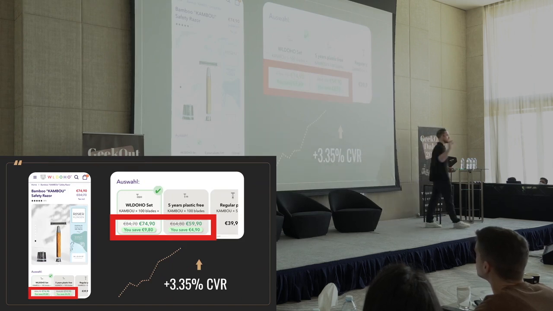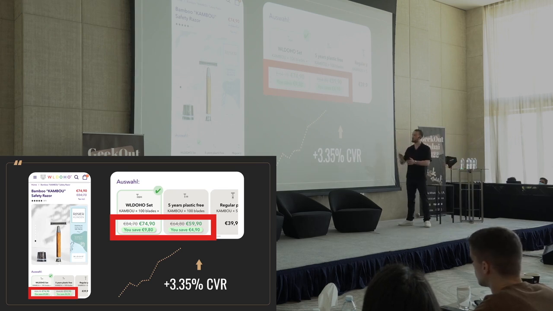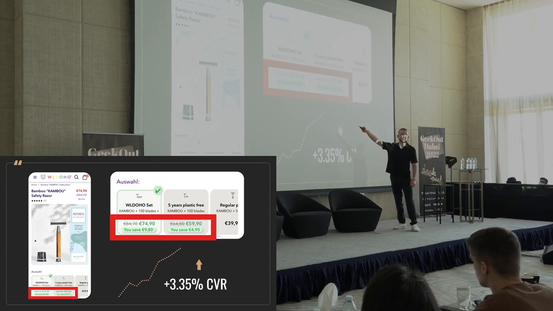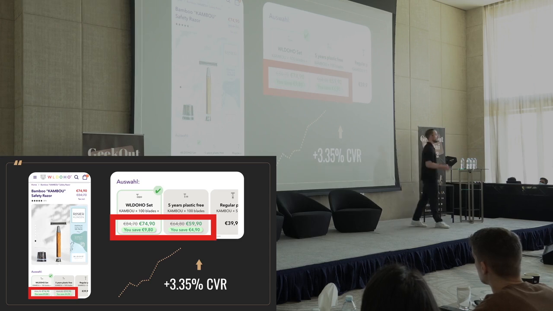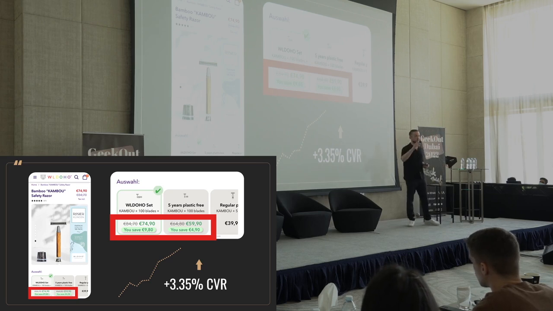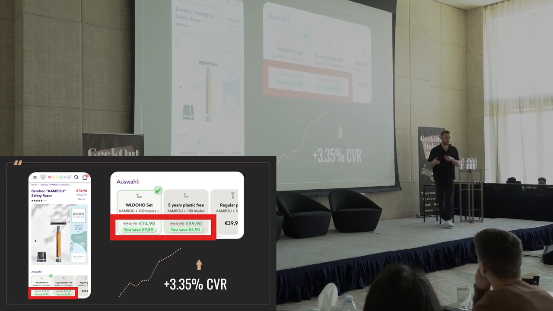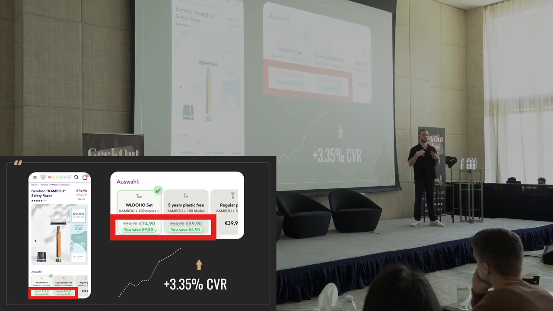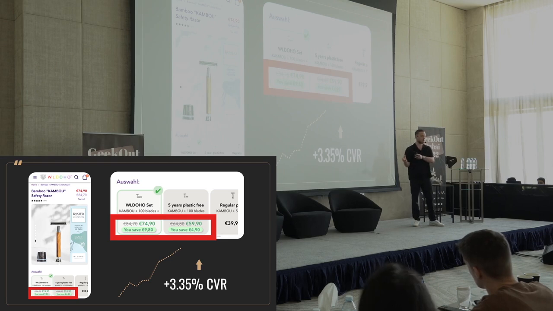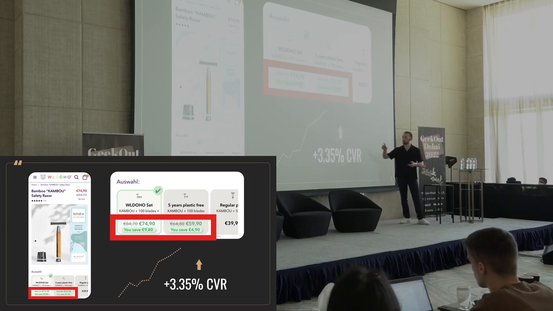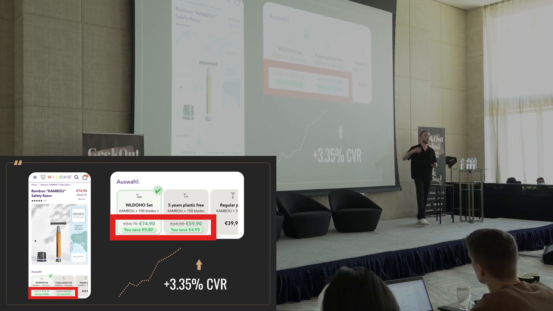And what we did here, we changed the way that the price is displayed. And we also added this little savings badge that is showing exactly the amount that is being saved for the customer. And the reason why this works so well is price triggers the same area in the brain that pain does, because we think that we are losing something. So if we can change the way that the price is perceived, we can change the way that you feel about spending your money. And when we tested it, it resulted in a 3.35% uplift in conversion rate.